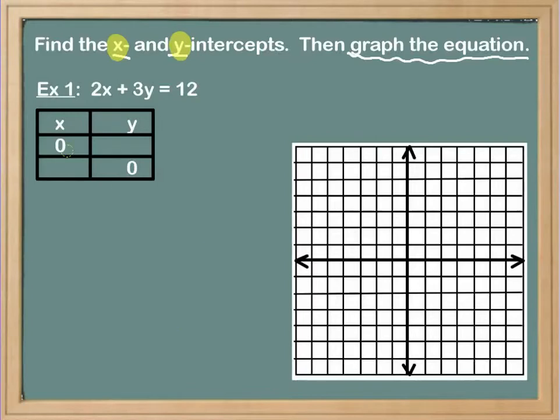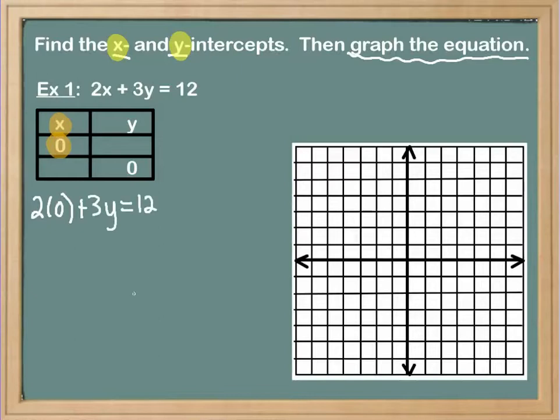So let's go ahead and do our table values. Notice I've already made a little table here in which I let x be 0 for finding my y-intercept, and I also let y be 0 to find my x-intercept. So let's go ahead and plug in those values and see what we get. Let's start off by looking at it when we have x equal to 0. I'm going to take that 0 and plug it in for x in my original equation. When I do that, I get 2 times 0 plus 3 times y is equal to 12.